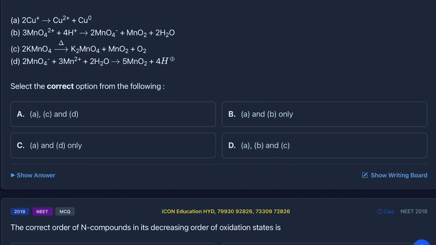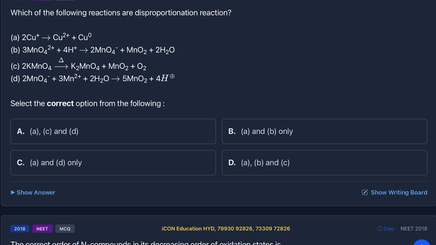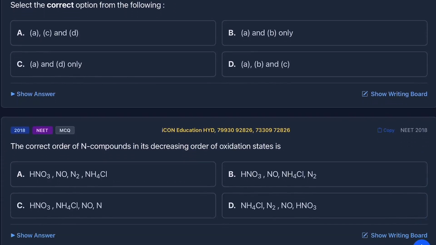Next, what is our correct option in this question? Which of the following reactions are disproportionation reactions? A and B are our disproportionation reactions. Next, we move towards our next question.